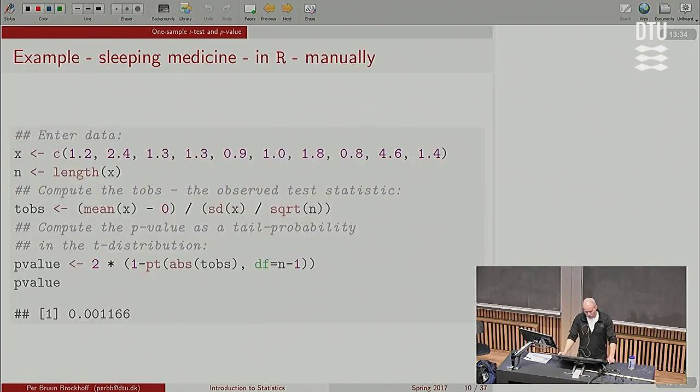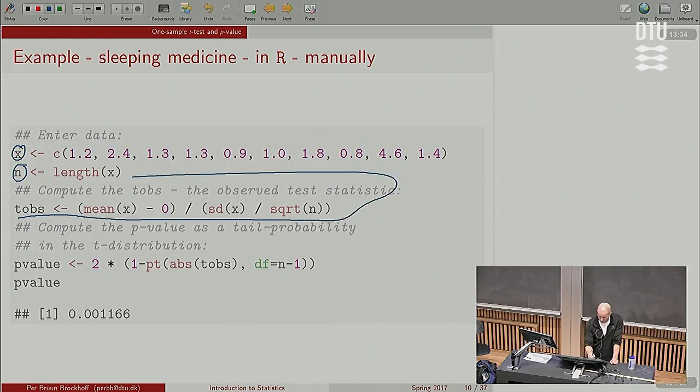It's quite easy to do that in R. Let me show you. Again, I stick to this one here due to the color and the size. It could be done manually by putting the data into X and measuring the length of X.